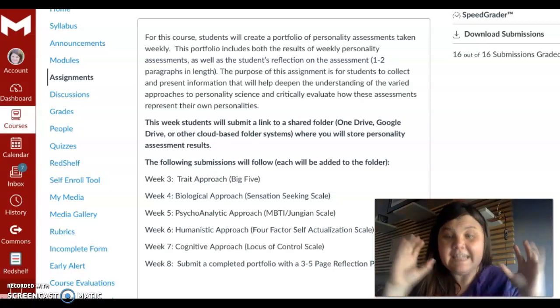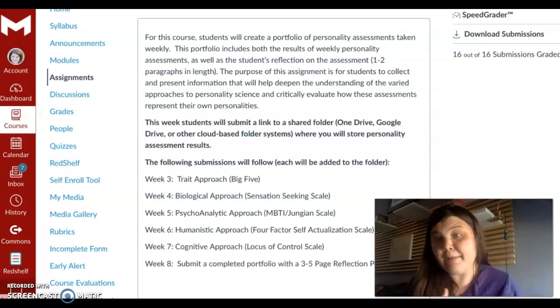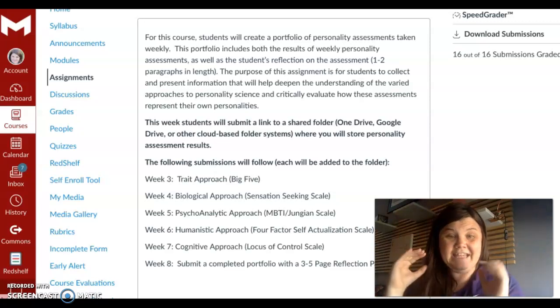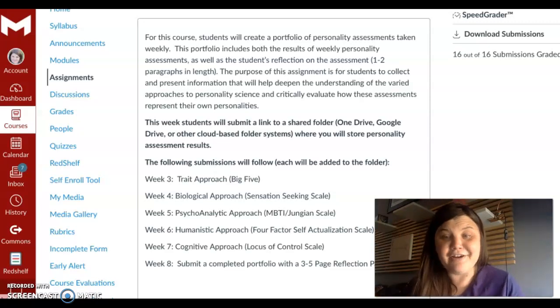So each week you're going to take one, and you're submitting a paragraph summary. In week 8, you're going to put together a cohesive reflection paper where you pick the ones that you like best, you describe why, you describe the results, and you use research to back up why you think those certain approaches were the most accurate and/or valid. So that's kind of where the assignment is going.